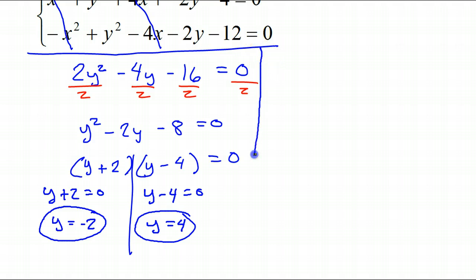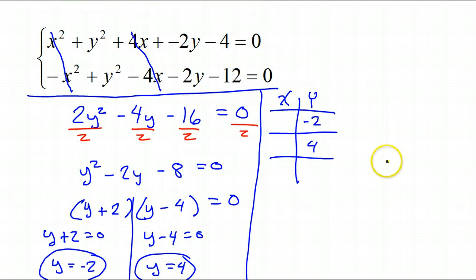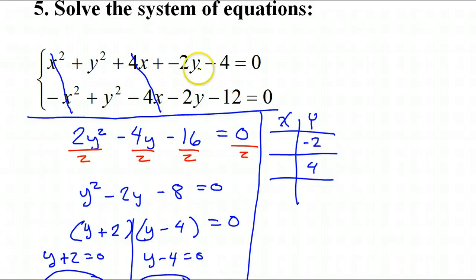So what do I do? Well, I make a t-chart. That's what I do. So I've got x and y. So far I've got these y values, -2 and 4. So I want to find the x values that go with them. What I'm going to do is pick one of these original equations and plug in -2 and see what the x is. So yeah, let's do that. I'm going to use the top equation here.